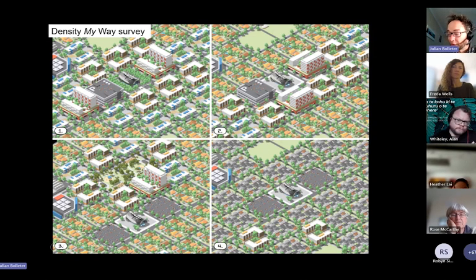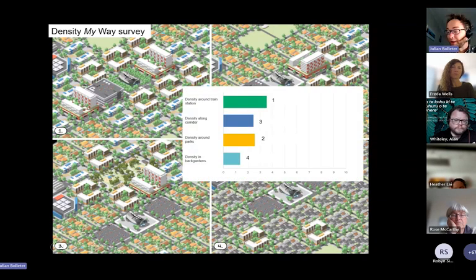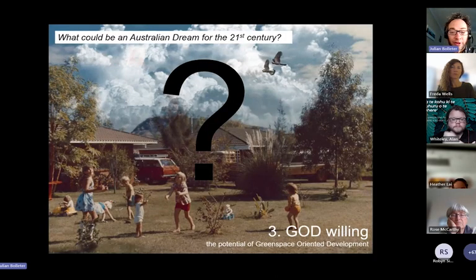One was a typical TOD, one was a GOD, which is density around greenspace, one was a COD, which is density along a corridor, and one was backyard infill, which is density in back gardens. And what we found was that there was a real animosity around the density in back gardens, but the communities are more on board with precinct scale redevelopment. The problem is we're just not doing much of that, and there are some real hurdles.